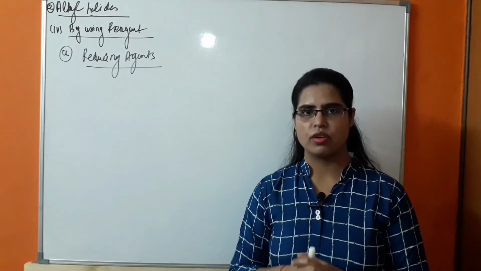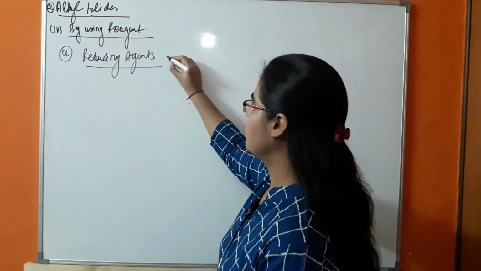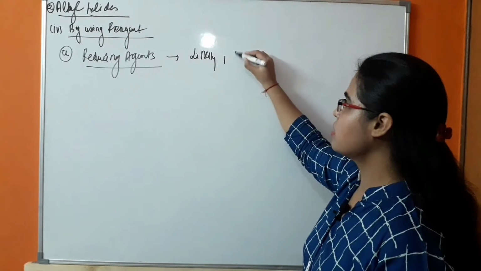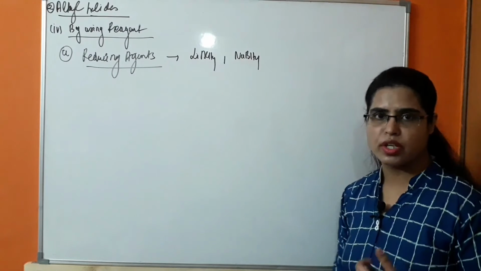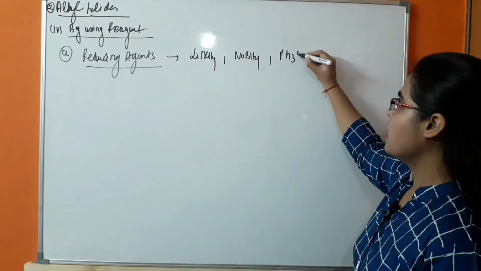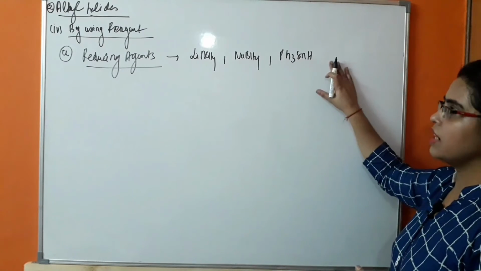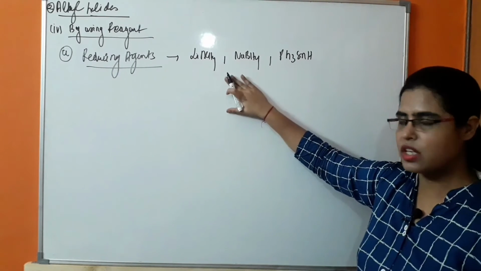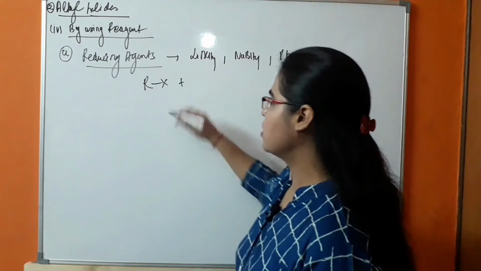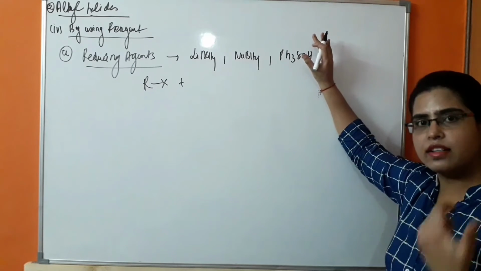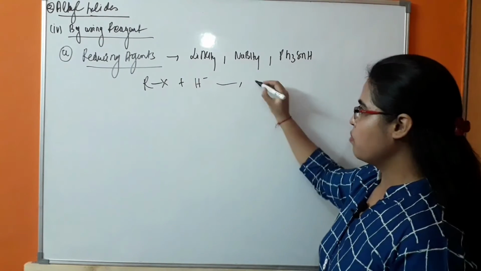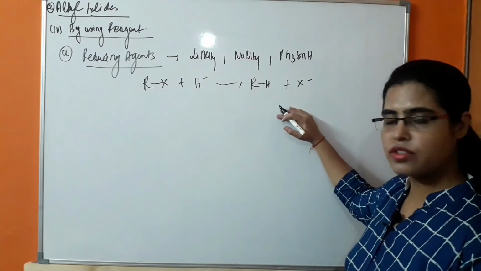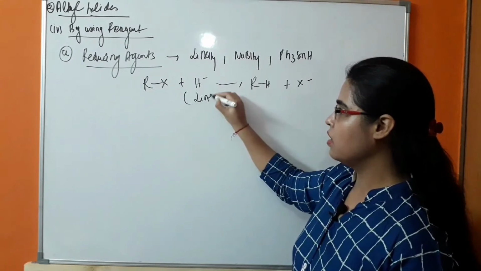Second reagent which is used for the reduction of alkyl halides are reducing agents. Example, LiAlH4. Okay, this is lithium aluminium hydride. Next, NaBH4, which is sodium borohydride, Ph3SnH, this is triphenyl tin hydride. These are behaving as a reducing agent. So the general reaction which is represented by these reducing agents will be RX. Okay, so this reducing agent provides hydride ion to the reaction. There will be formation of RH and removal of X minus. So this will be the general reaction. In this, H minus is provided by reducing agent.